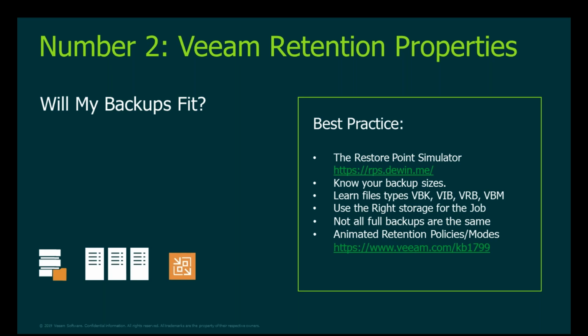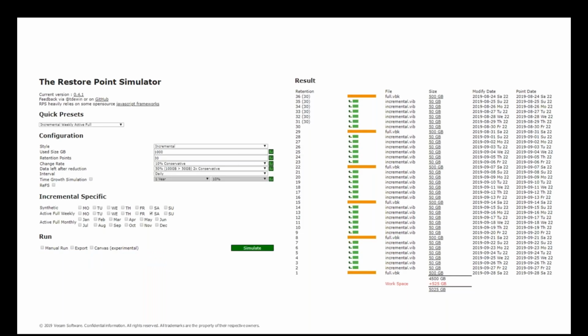So again, understanding how Veeam works with its backup retention will get you that initial first step to really succeed in the future. And now on this next slide is the example of the restore point simulator. Up on the top left, you'll see the quick presets. I have it set as a forward incremental with a weekly active full and 30 restore points. But then you look over on the right-hand side and you see there's actually 36 restore points, not 30.